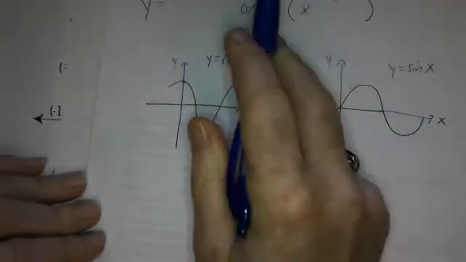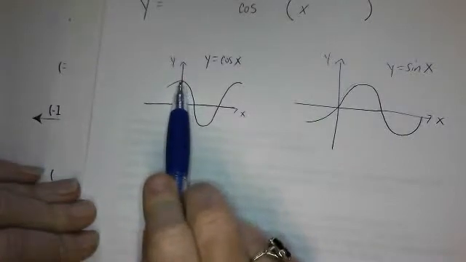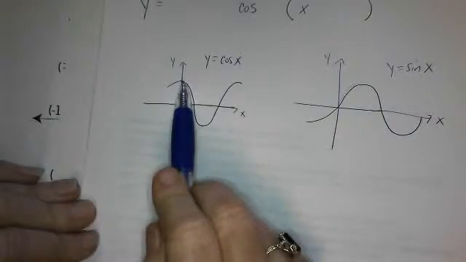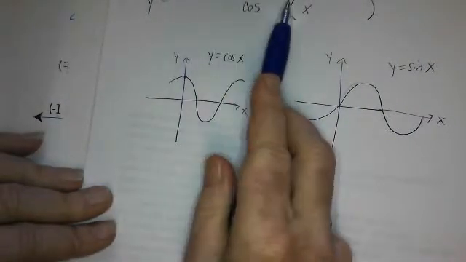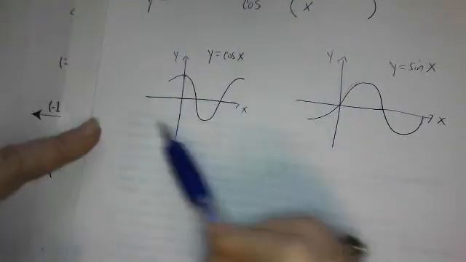Okay, I'm asked to use cosine. So what I want to do is get a high point or a maximum of the graph. I'm thinking about things like the midline, the amplitude, the period, and the phase shift. So let's start first things first.